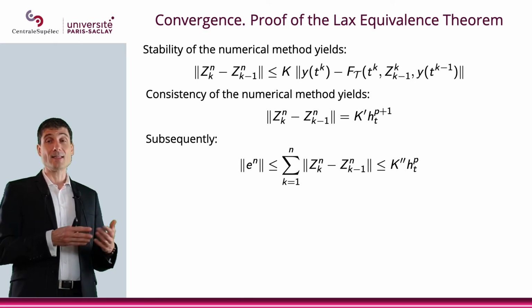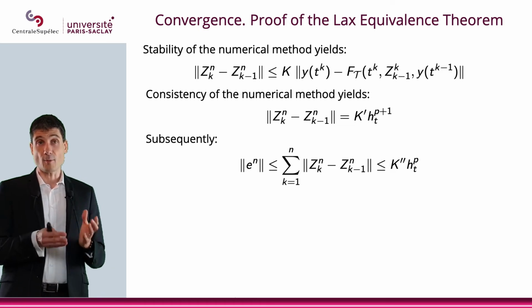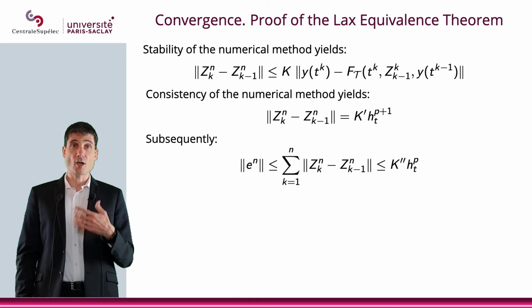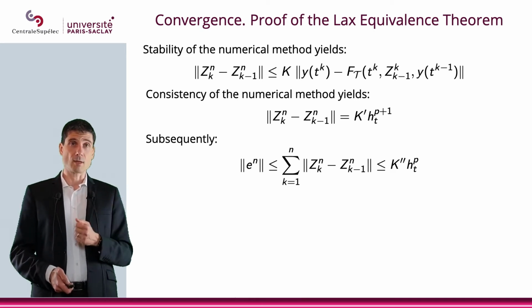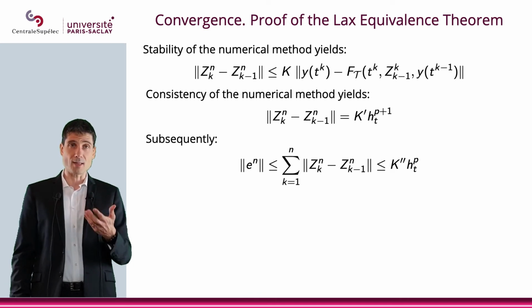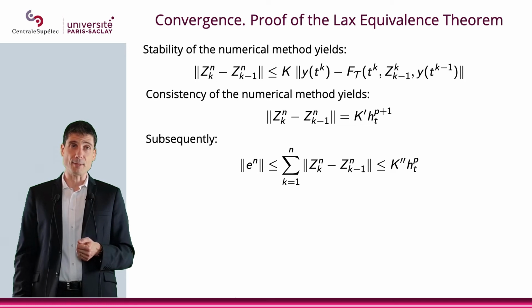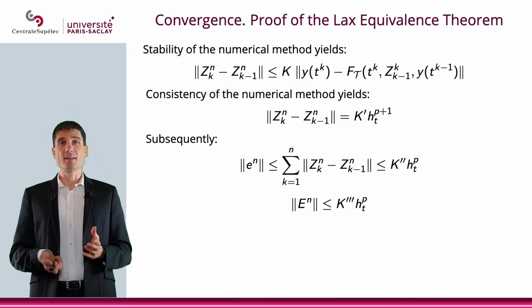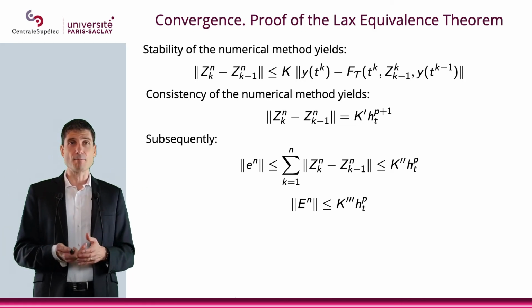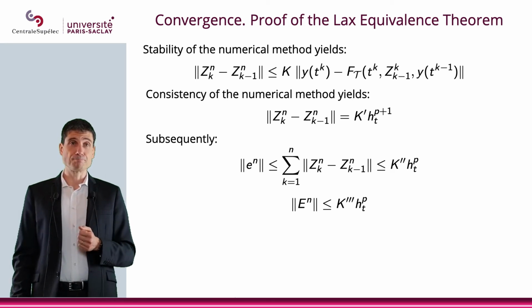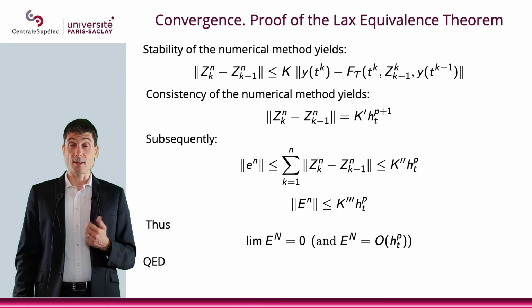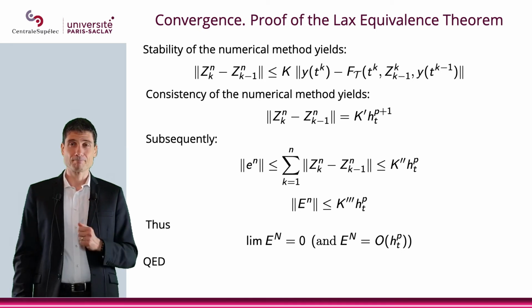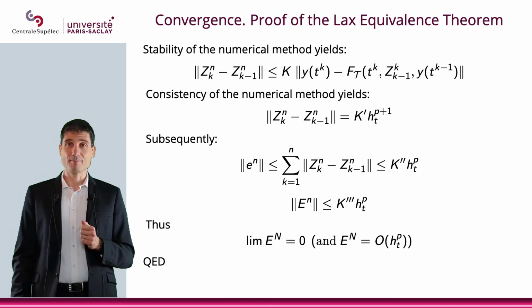Subsequently, what we'll have is that the norm of En is bounded by k, a different constant, it doesn't matter, times h^p, where h is the step raised to power p. So what we end up with is that this maximal error is bounded by another constant, that doesn't matter, times h raised to power p. Which means that En goes to 0 as h goes to 0, which proves the Lax equivalence theorem.